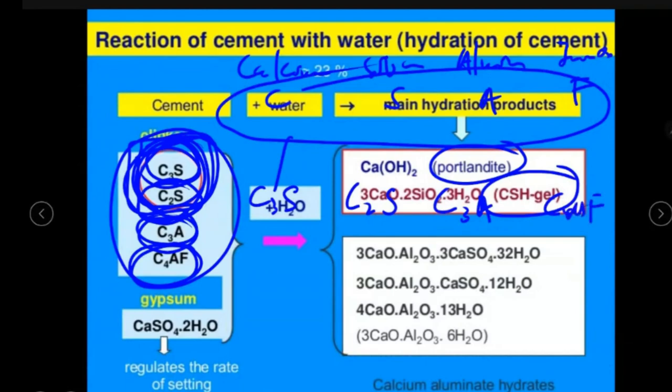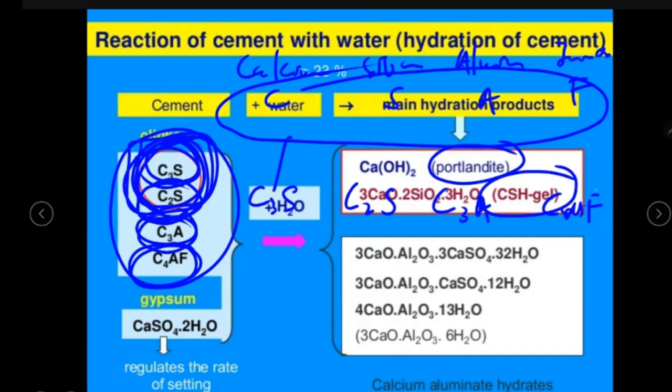Why do you have to memorize this? Because this is the basic of cement engineering. The cement that we are using right now, I believe you all know, is OPC, ordinary Portland cement. Ordinary Portland cement was made by using these four main compounds.